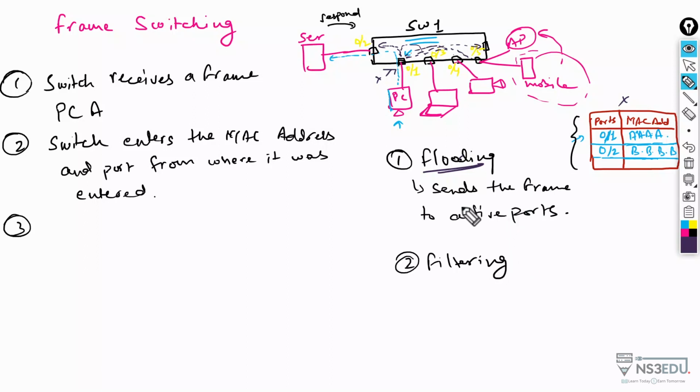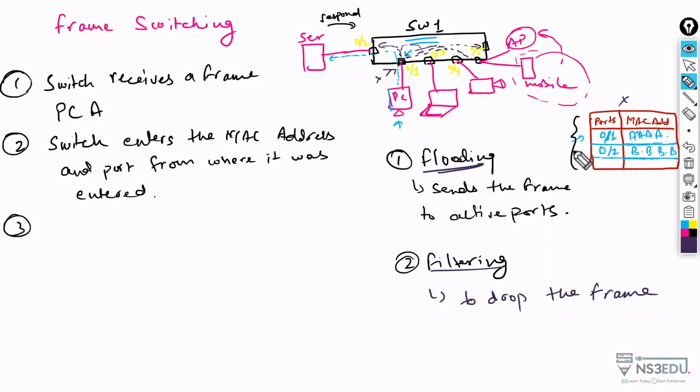It can filter the MAC addresses or the CAM tables that we have in a table. It is basically done to drop the packet or the frame here. Now these two terms are here, flooding and filtering. Whenever a switch receives a frame, it enters the MAC address and the port from where it came, and it will populate the MAC address table.